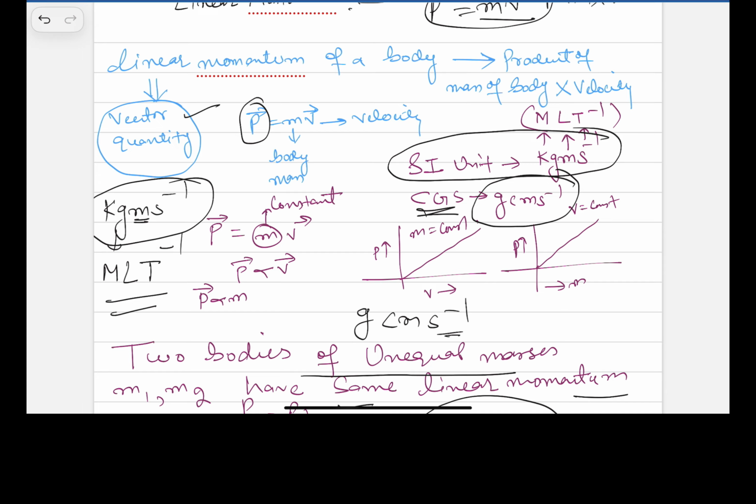What is the dimensional formula? That is MLT inverse. Remember it thoroughly. What is its SI unit? It is kg meter second inverse.